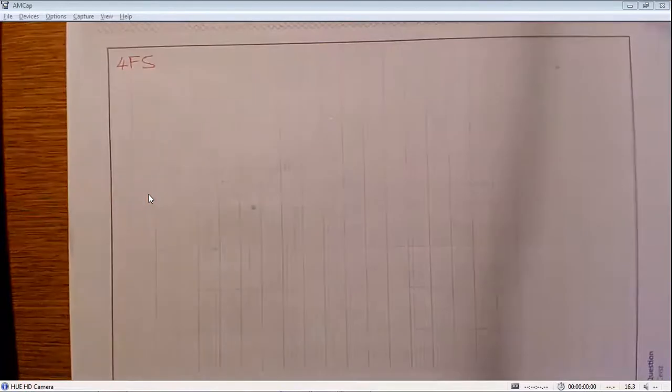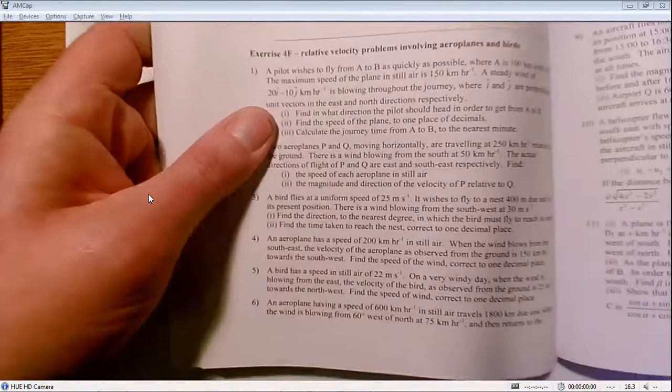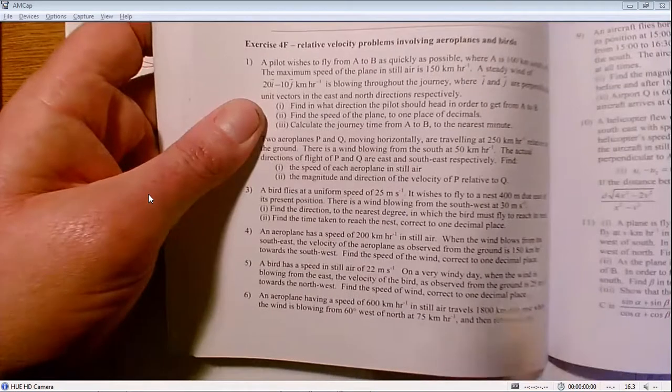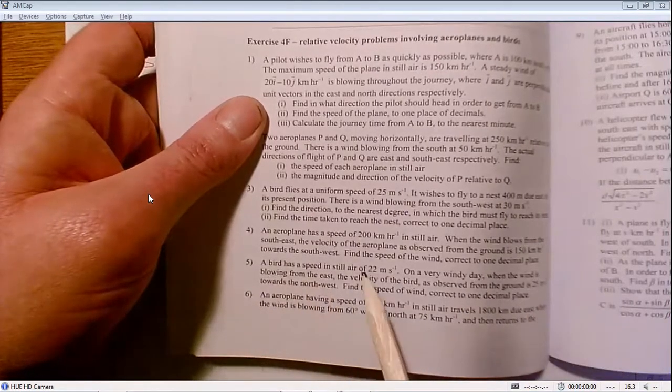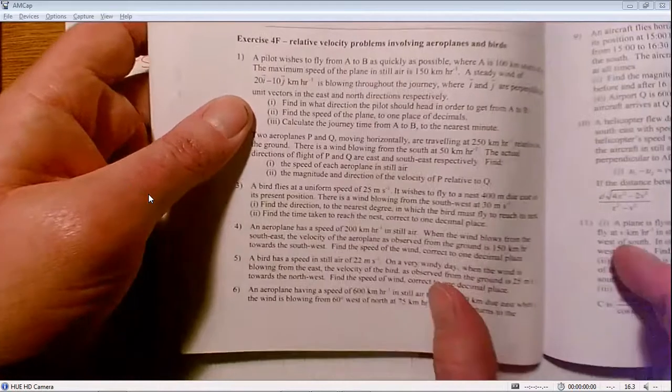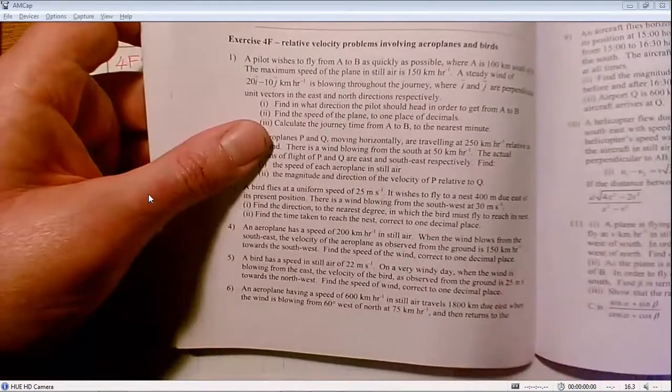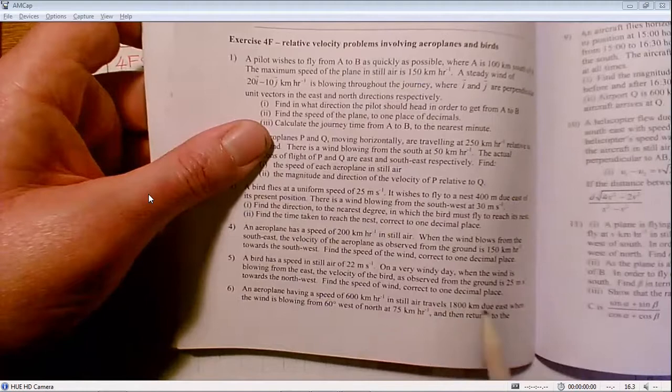Four people who responded to the survey said this was a difficulty. It says a bird has a speed in still air of 22 meters per second. On a very windy day, the wind is blowing from the east. The velocity of the bird as observed from the ground is 25 meters per second towards the northwest. Find the speed of the wind correct to 1 decimal place.